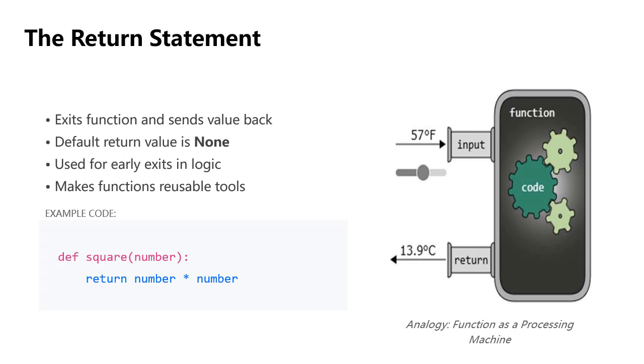To visualize this, think of a function as a processing machine. You feed in raw materials. Those are your arguments, and the machine processes them. The return is the delivery chute where the finished product is handed back to you so you can use it elsewhere in your program. In this code example, our square function takes a number, calculates the result of the number multiplied by itself, and then uses return to pass that result back. This allows us to store the outcome in a variable or use it in another calculation immediately.